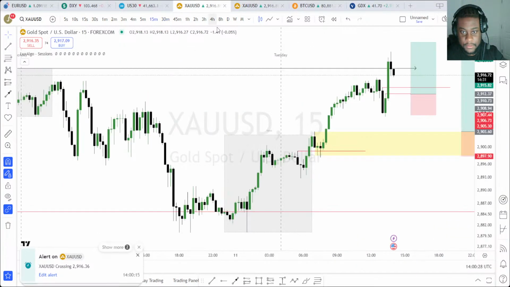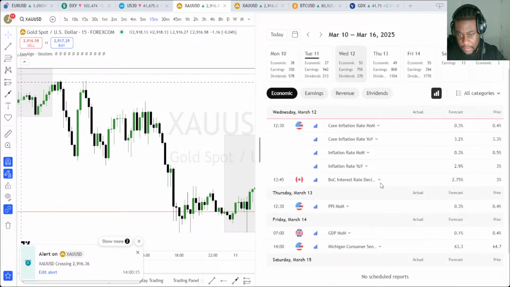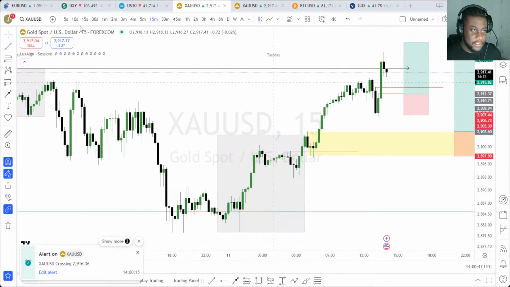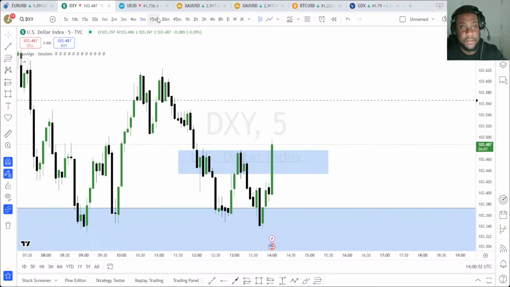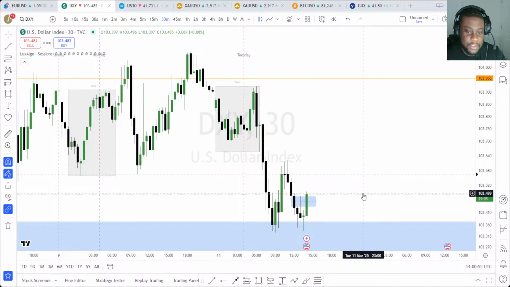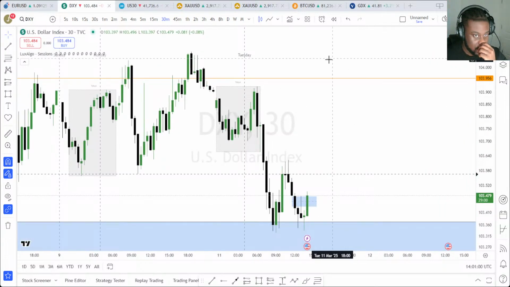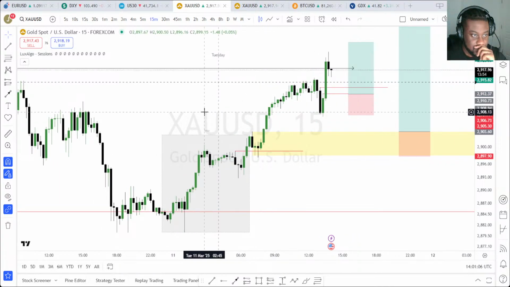Okay, news is out. The data was 7.74, the forecasted data was 7.63, so it's slightly higher. The prior data was 7.5, so it is higher than the previous data as well. Let's see how the dollar is reacting with some strength. Right now, let's see if it can hold this half hour imbalance. I know that we have wicked outside of it, but that's fine for now. There's still potential here, if the DXY is going to push up for now.